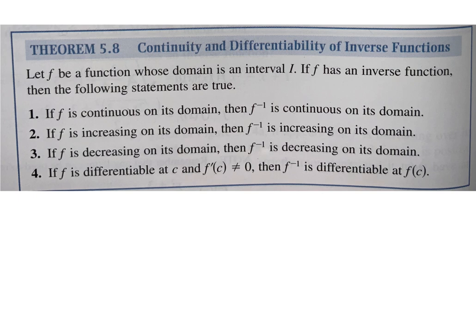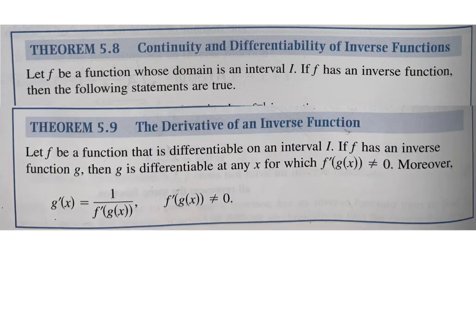All right? Let's look at theorem 5.9. Right below that, we have 5.9. Let f be a function that is differentiable, so we can get the derivative, on the interval. If f has an inverse function, and we'll call it g, then g is also differentiable at any x for which the derivative of f of g of x does not equal 0. And this is how you define it. So if I have my original function and I know it has an inverse, how do I get the derivative of my inverse? That's what this is saying.